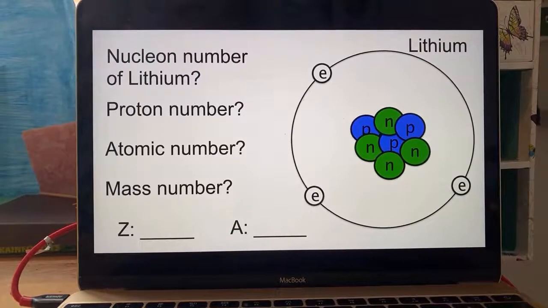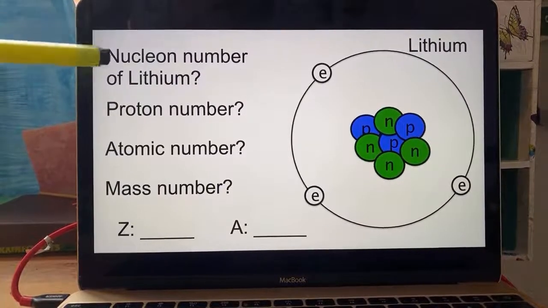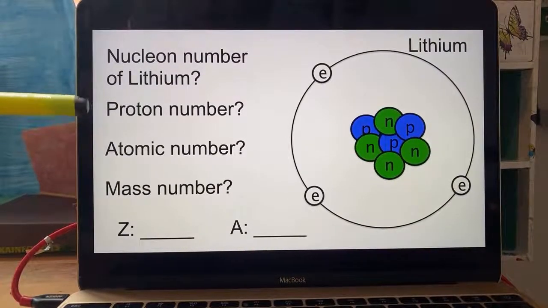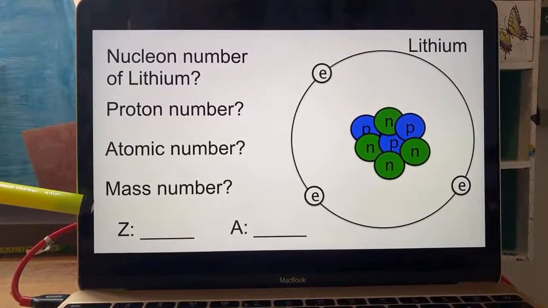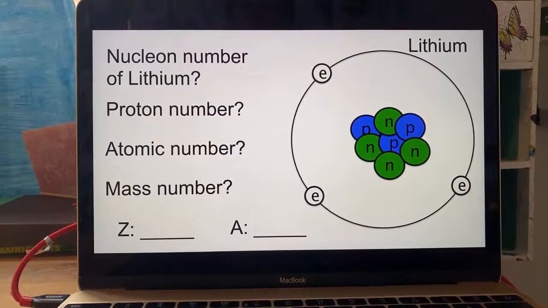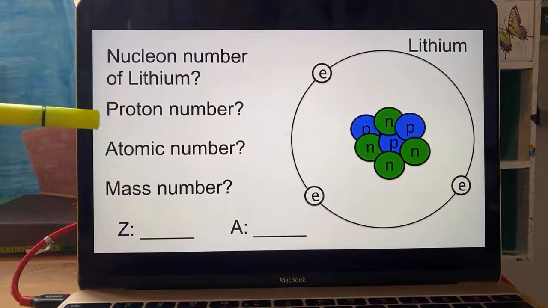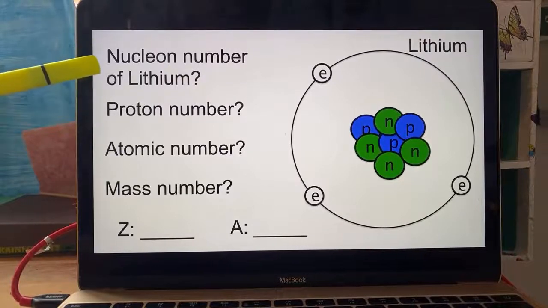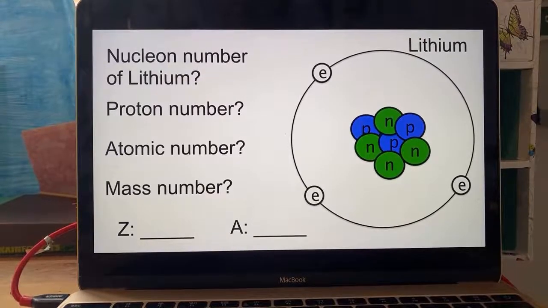We also covered this, but I thought it probably wouldn't hurt to just talk about it again. Can you tell me, if you were here last week, what is the nucleon number of lithium? What's the proton number? What's the atomic number? What's the mass number? What is Z? And what is A? If you're hearing about all this for the first time, I reckon you could probably tell me the proton number. You could have a good guess. And you probably have a very good guess at the nucleon number as well.